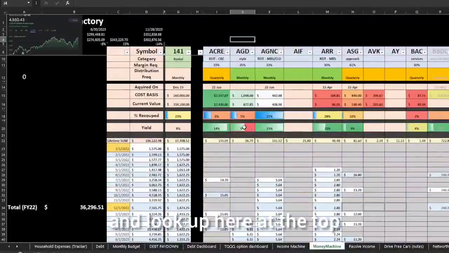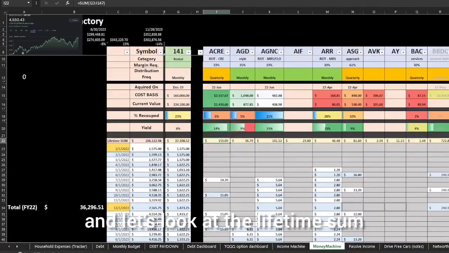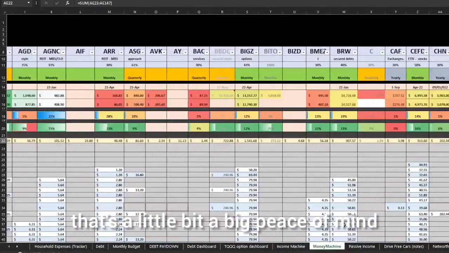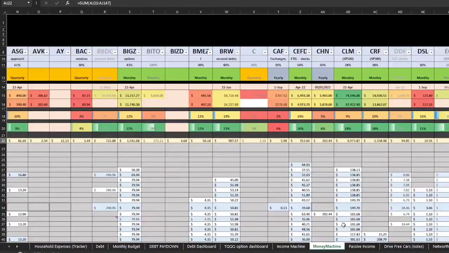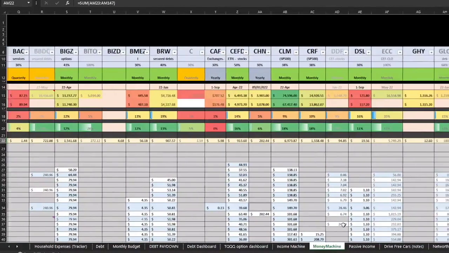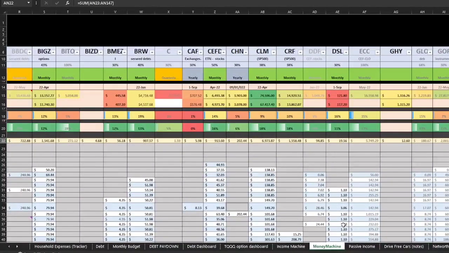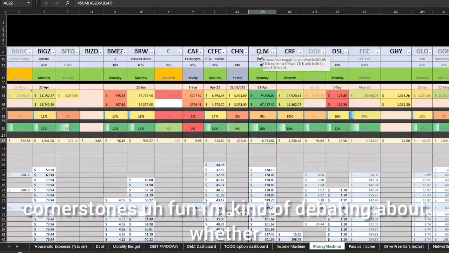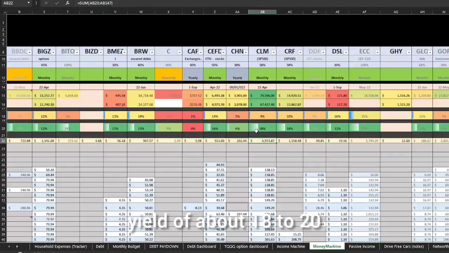So let's go ahead and look up here at the top. I'm just going to look at the lifetime sum of the funds, and we're going to look for something that's a big piece of mine. All right, well, here's one, CLM. So CLM is a Cornerstone fund. I'm debating about whether or not I want to stay in this one. It has a high yield of about 18 to 20%. I have about $70,000 invested, but it's gone down a little bit in value.